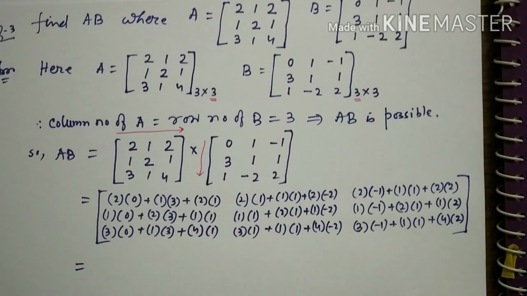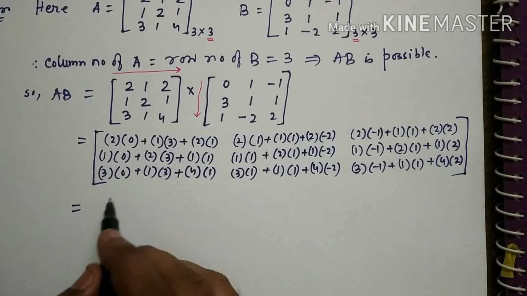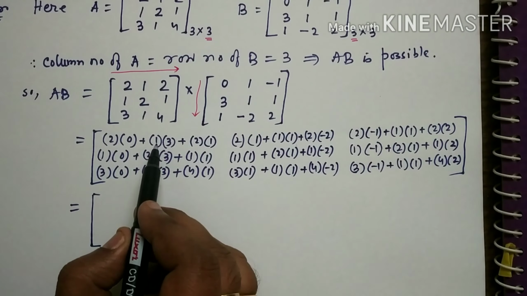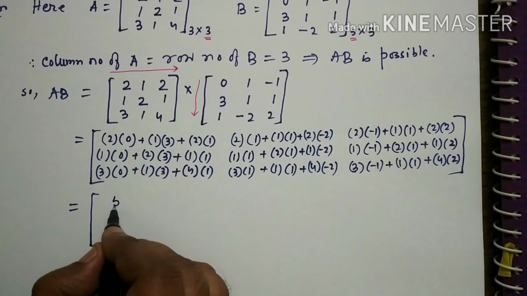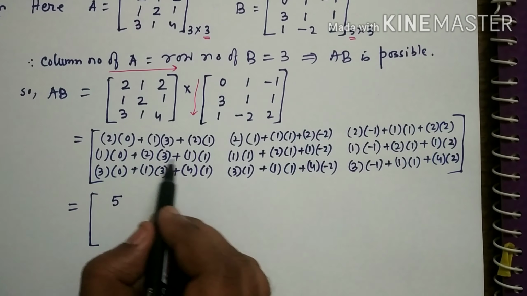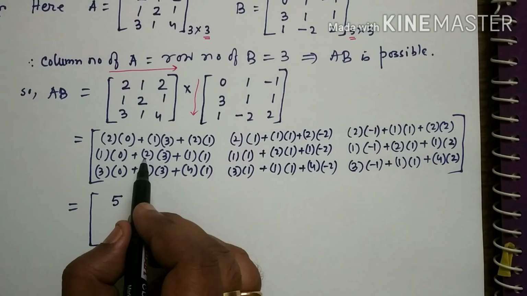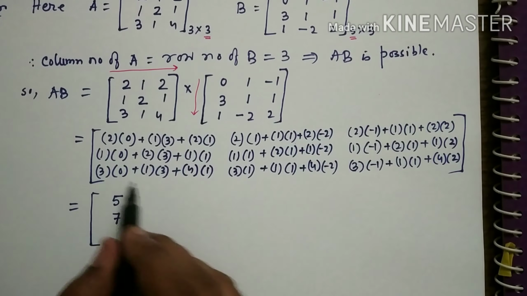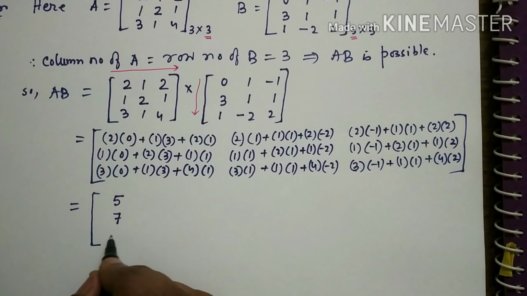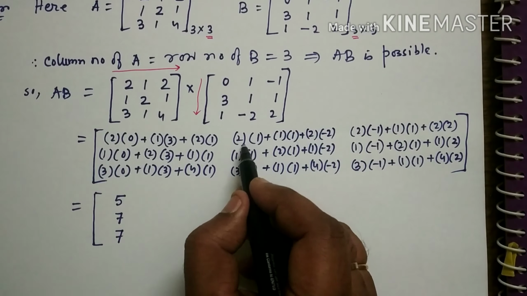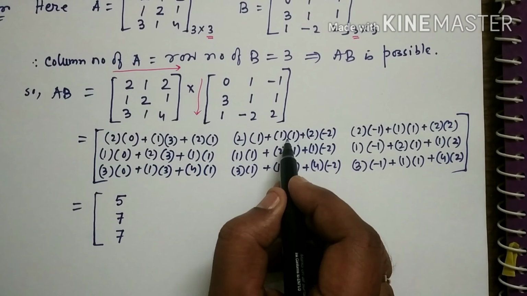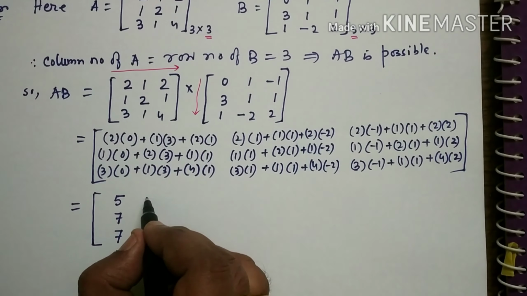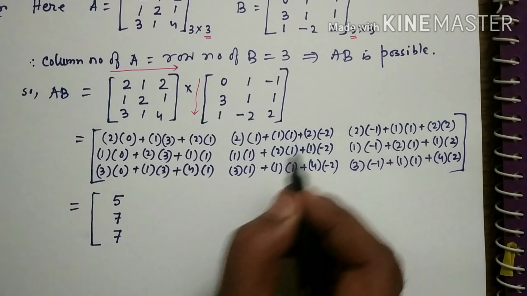Now, two into 0 is 0, 3 into 2 is 6, that is 5. Then 0 plus 1 into 3 is 3, plus 1 into 1, that is 7. Then 0 plus 3 plus 4, that is 7. From here, 2 into 1 is 2, 1 into 1, from here 1, that is 3. 2 minus 2, that is minus 4, that is minus 1. 2 plus 1, 3 minus 4, that is minus 1.